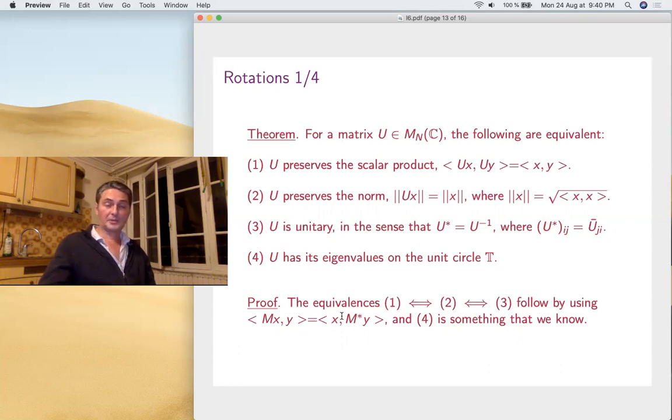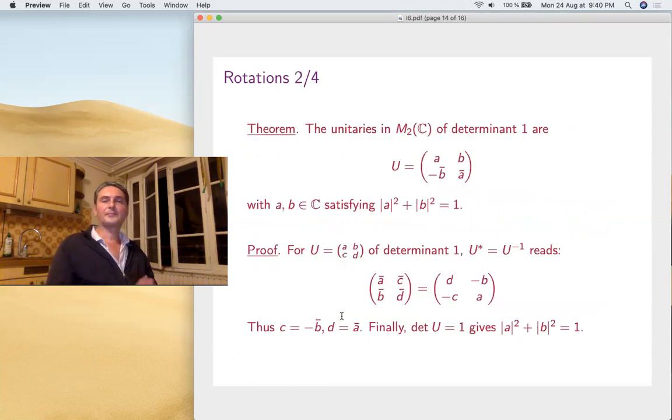Now let's try to compute this. I mean, these are complex rotations somehow. The first theorem is that in 2 dimensions, those of determinant 1 are like this, with A, B, minus B bar, A bar, satisfying this. They're kind of a complex sphere. So how to prove it? Well, I just pick a matrix of determinant 1 and write the unitarity condition.